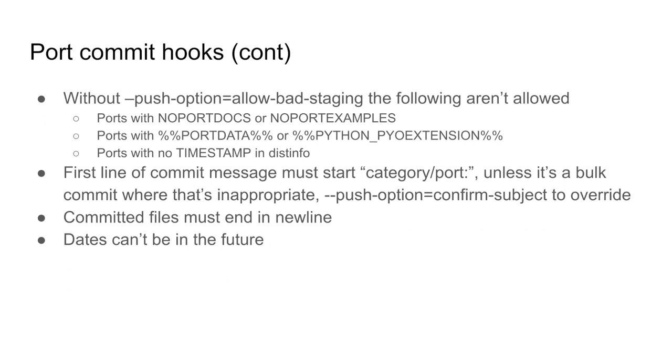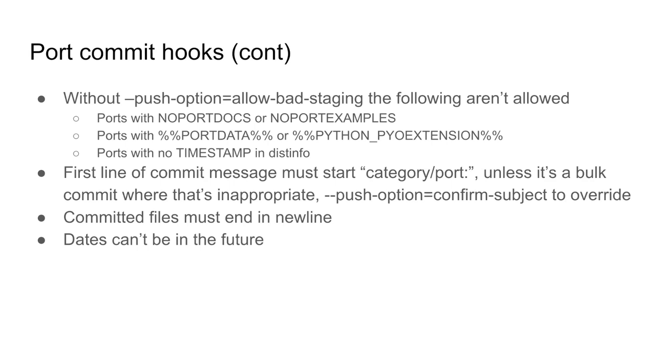And also commit messages should have category port colon whatever as their first line, but the actual check is, it's anything colon whatever. So you could say clean up colon, replace all foos with bars or whatever. And that's also an allowed thing. You don't have to override the subject. If there's a particular reason that your subject is good, there's a safety valve here. And it also has a check to make sure that the commits aren't in the future, so that the history in the repository is a little bit saner.